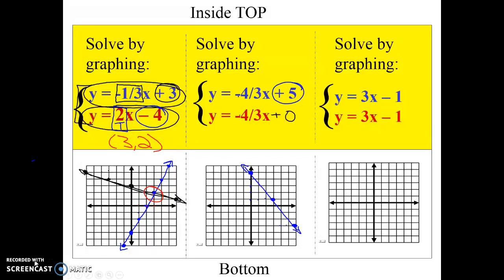So to graph our second line, we're going to start at plus 0, since this is the y-intercept. So we're going to put our point at 0. And then we're going to go down 4, 1, 2, 3, 4, and then to the right 3, 1, 2, 3. Now, if we could continue that pattern, we would, but it looks like we won't be able to. So what we'll do is go up 4, and then to the left 3, 1, 2, 3. And then we can go ahead and graph that line as well.